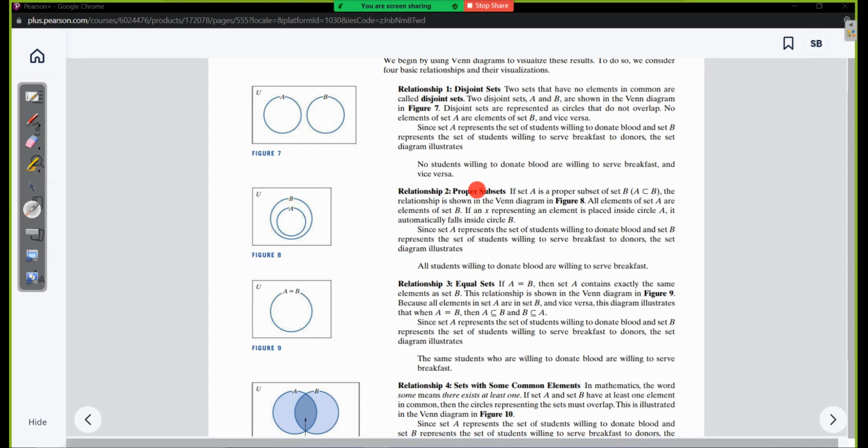Relationship 2 is a proper subset. We talked about subsets in the last section. Equal sets, again, pretty common knowledge there. Equal sets: a set is equal to itself if it's exactly itself.